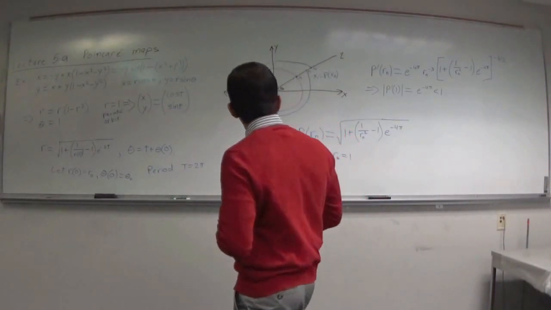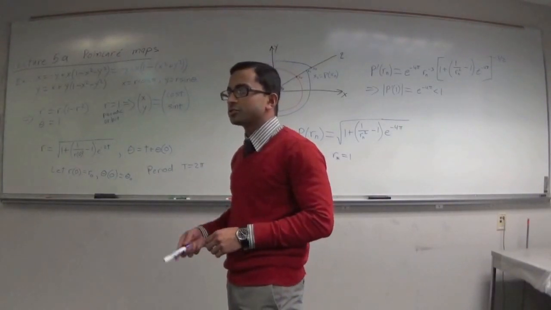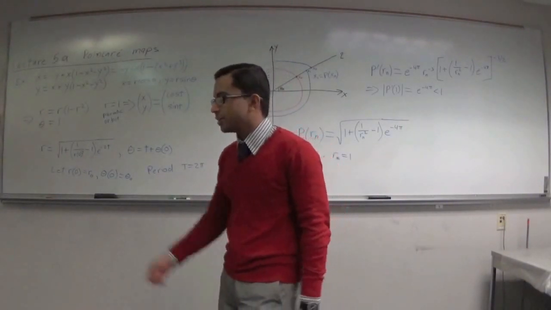So that's all I wanted to mention about Poincare maps. So any questions before we move on to structural stability? Or anything you would like to add?